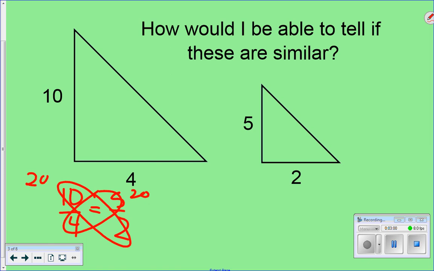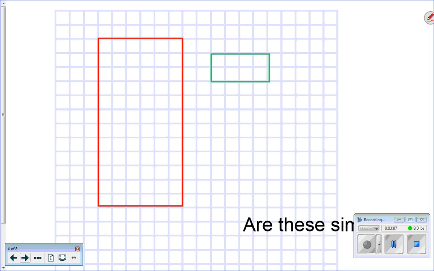Now it's not going to be like this. They're not going to give it to you like this. They're going to give it to you on a graph. Okay? But you can figure the sides out very easily. All you need to do is a little counting. If you can count to like 20, you should be good to go. So let's figure out if these two things are similar.